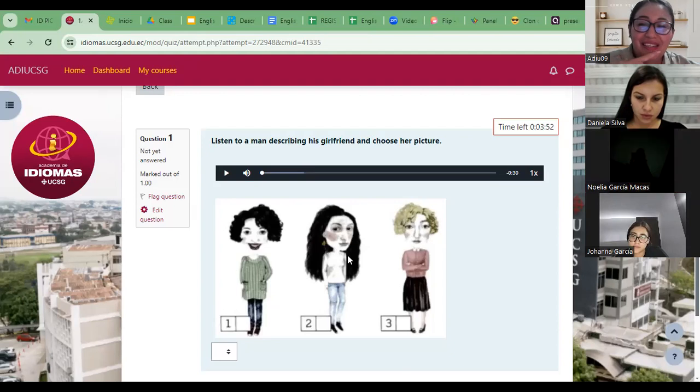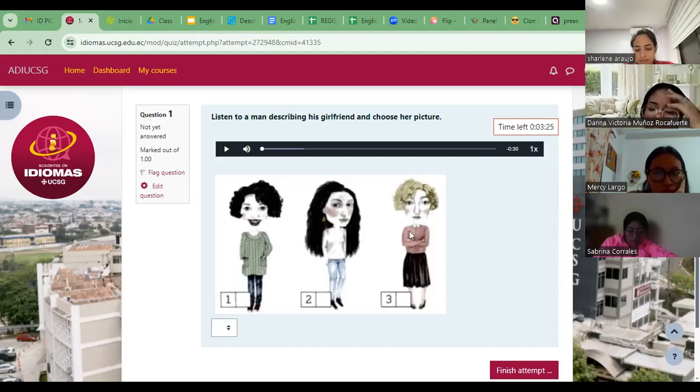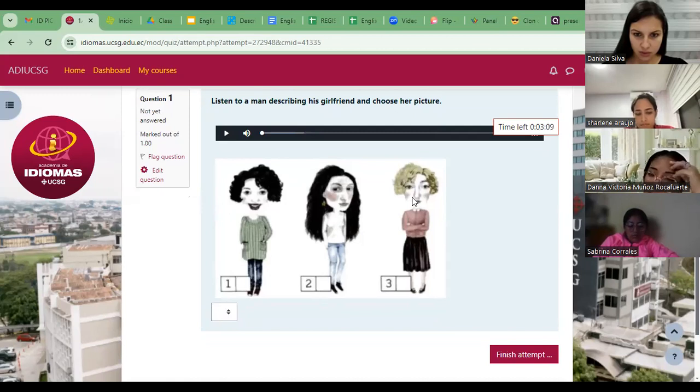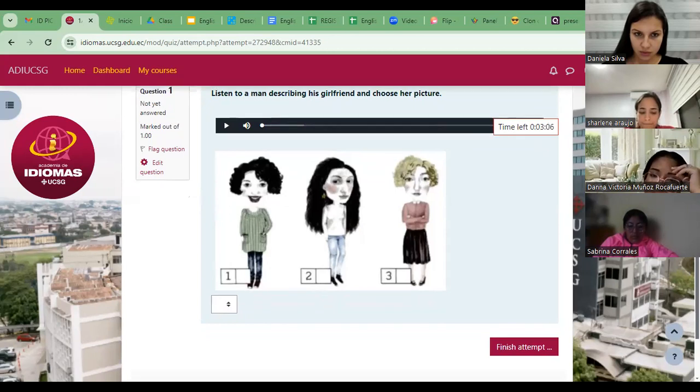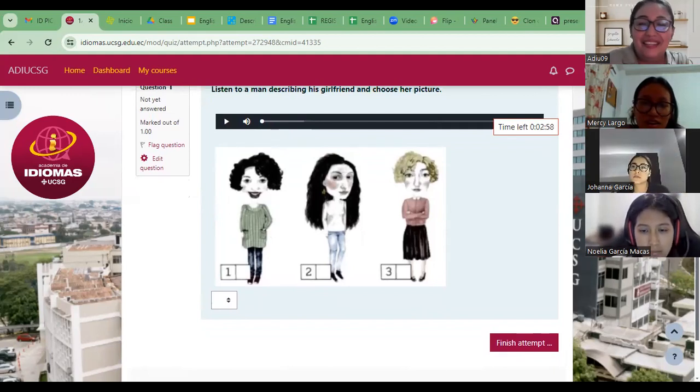How can you describe her physically? The second one has long curly hair and she's wearing blush, like a white t-shirt and jeans and black shoes. Excellent, Johanna. Excellent. What about the other girl, Mercy, the blonde one? She has curly black. Hay que escribirlo, ¿verdad? The third, number 3. Yeah, she has curly blonde hair.